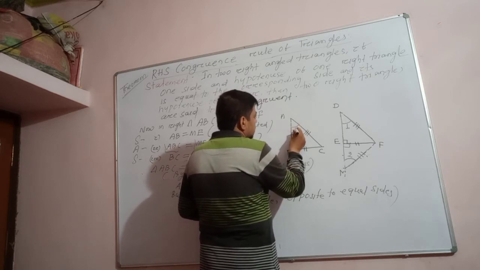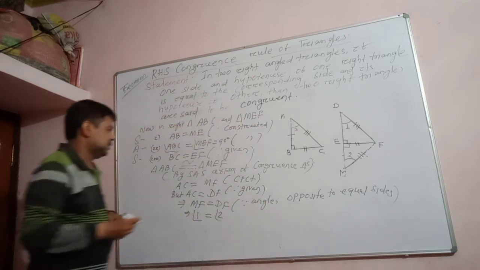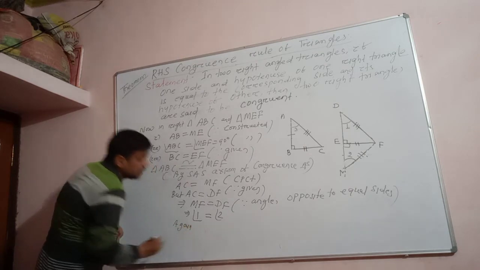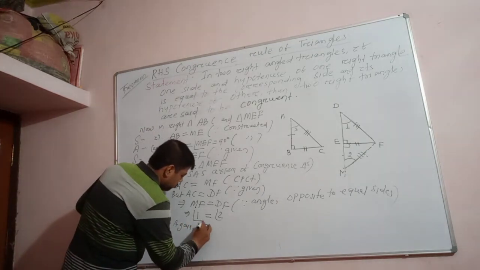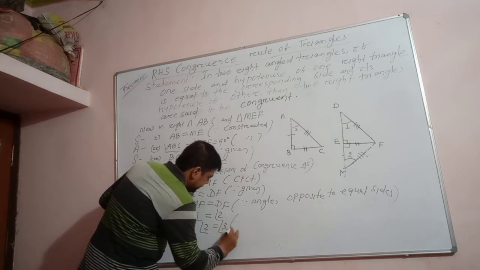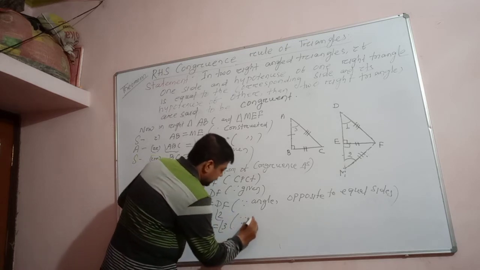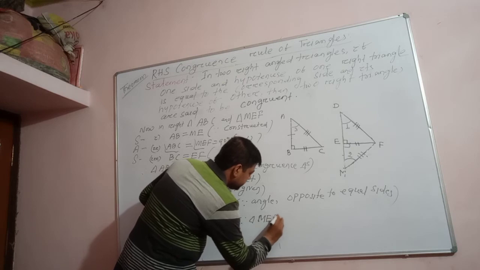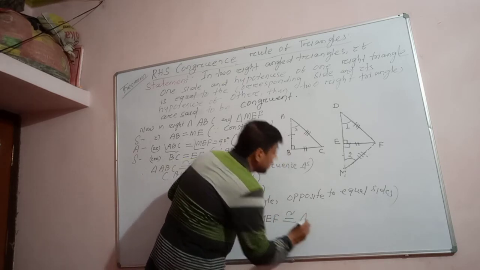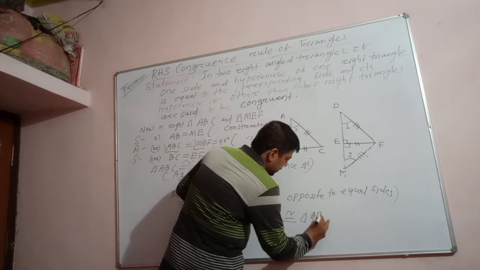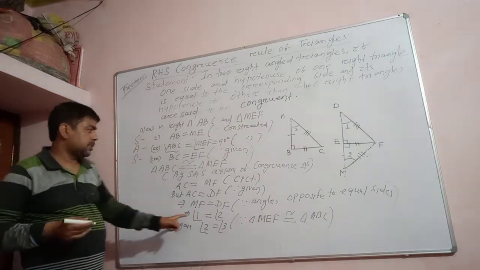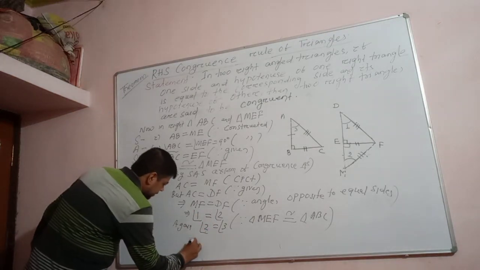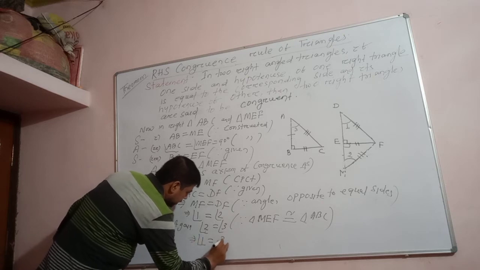This angle should be equal or not? Yes or no? Okay. Again, angle number 2 is equal to angle number 3. Why? Because triangle DEF is congruent to triangle ABC, already it is proved. So now you see one angle is equal to 2 angle and 2 angle is equal to 3 angle. From this what happened? One angle must be equal to 3 angle, right?